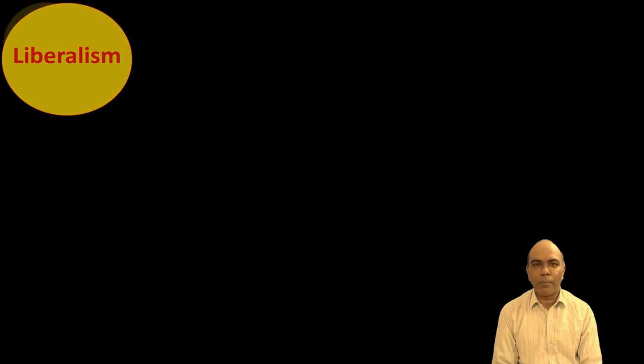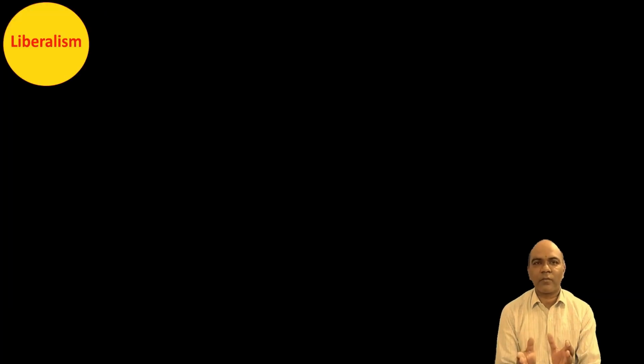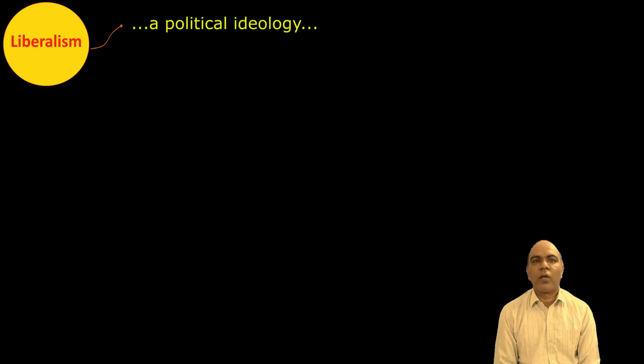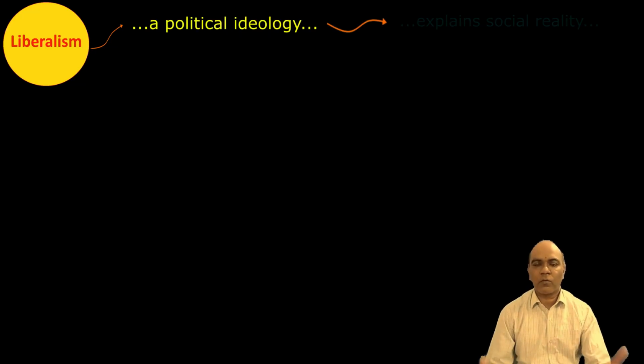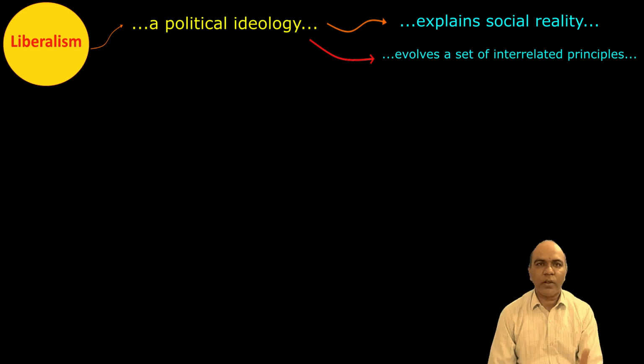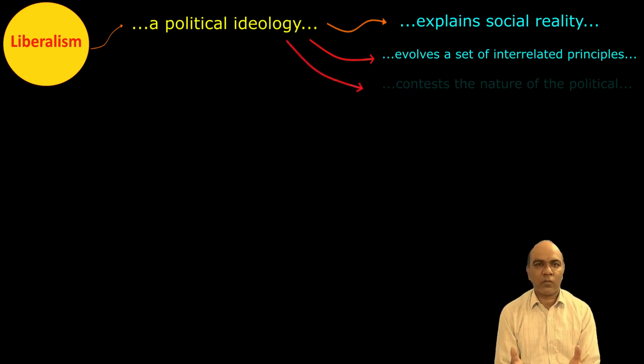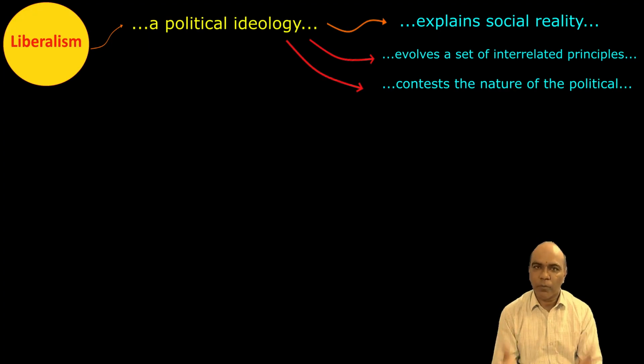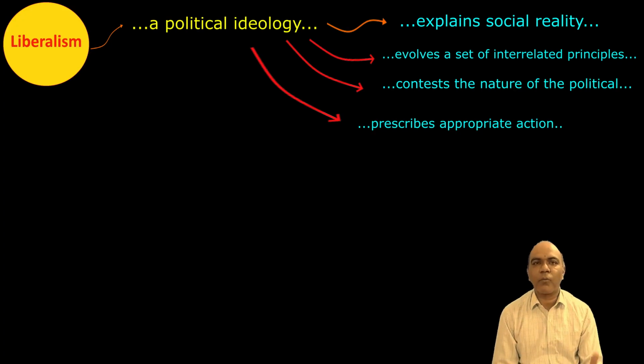Here, for our purposes, we can understand it as a political ideology which tries to explain a social reality. It interprets it in a certain way, evolves a set of interrelated principles, contests the nature of the political, and then goes on to prescribe appropriate action. We need to remember that political ideology is generally action oriented, and so is the case with liberalism.